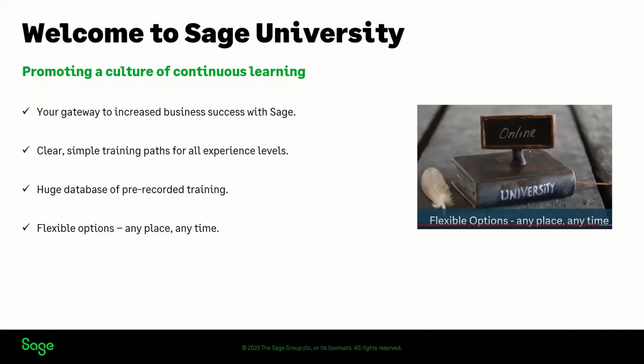With the rise of technology and the changing landscape of education, more and more people are opting for online learning as a convenient and flexible way to upskill themselves. As a result, Sage University evolves to become the platform for promoting a culture of continuous learning in Sage products. With hundreds of always available courses, you will be able to improve your productivity and that of your employees, enabling you to focus on growing your business.